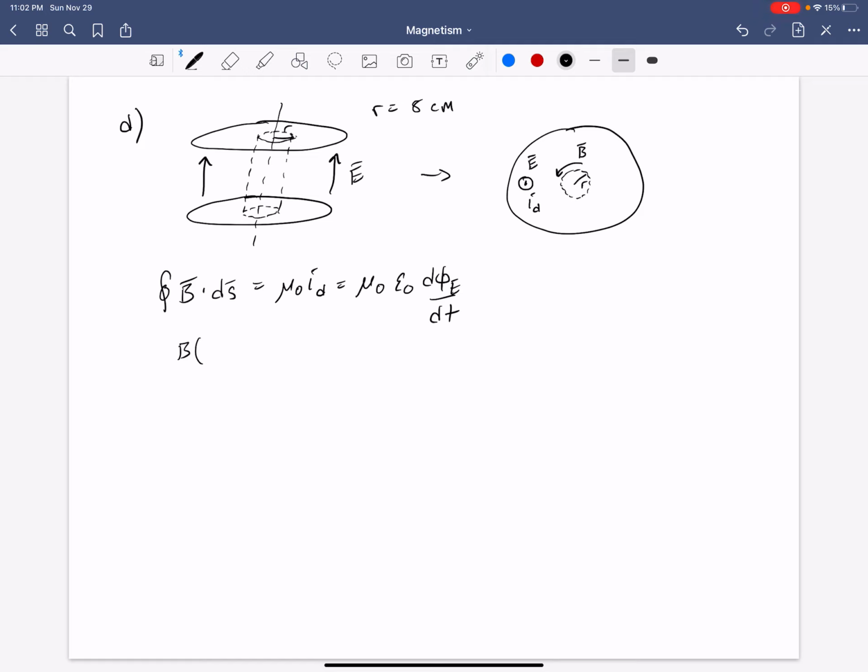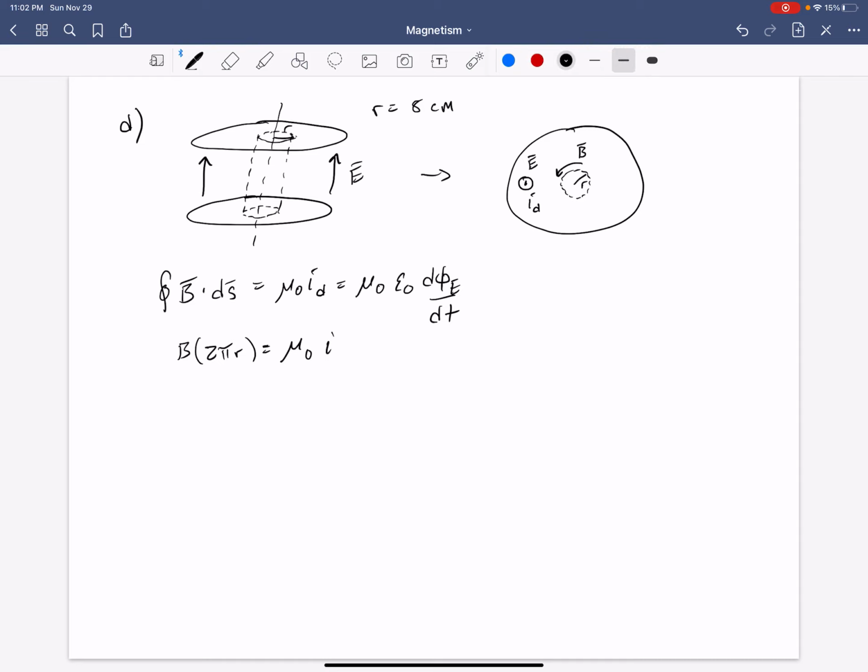Okay, so let's see what that value is. That ds, the path length, is the circumference of that circle. So 2 pi times lowercase r. Right, that's the path of that closed loop. So that equals mu naught epsilon naught, and again we have this d phi. I guess you can use the displacement current again. Actually, let's do that.